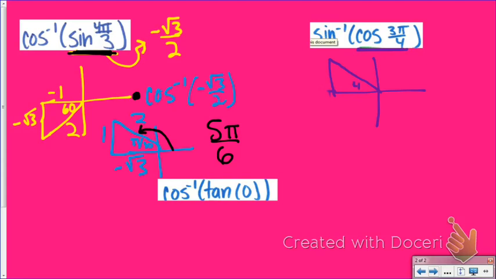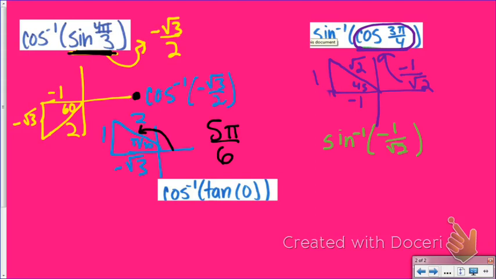That's a 45-degree reference angle, so now I can fill in my triangle, and I can evaluate that answer. I can find the cosine of this triangle, that's my adjacent over hypotenuse. So the answer to the cosine of 3 pi over 4 gets replaced with negative 1 over root 2, and now I have an entirely new question to answer. And this new question now is sine inverse of negative 1 over root 2.